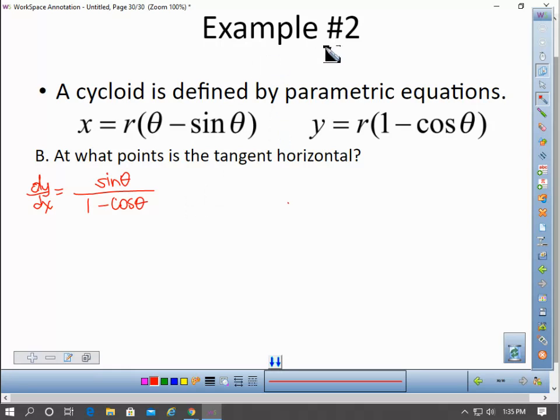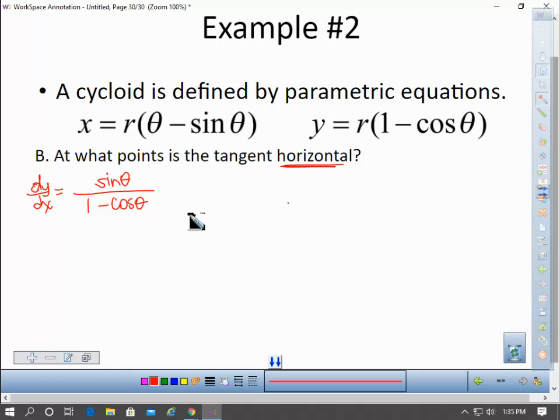All right, so we're on example number 2. We have our cycloid, that's our parametric equations with x and y, r being some radius value. Theta is actually our variable. And the question is, at what points is the tangent horizontal? Okay, and this is the derivative that we did in part A, and I have written it here in part B so we don't have to calculate that over again. So our derivative is sine divided by 1 minus cosine.